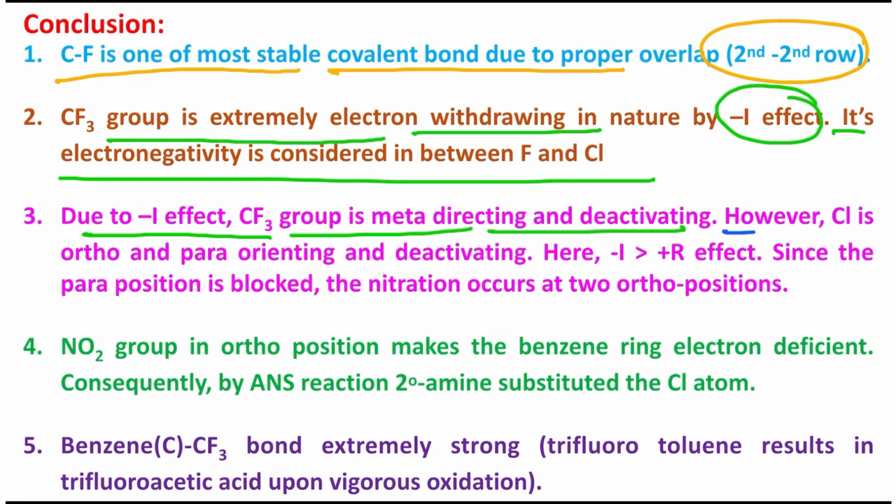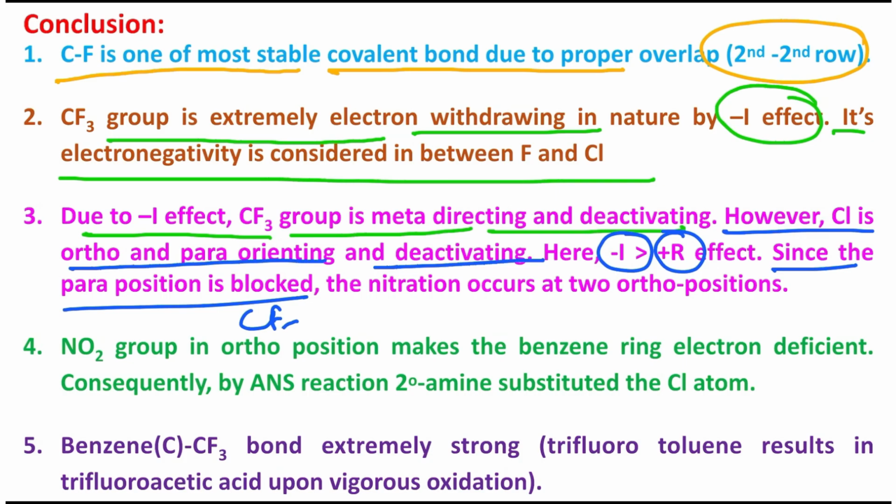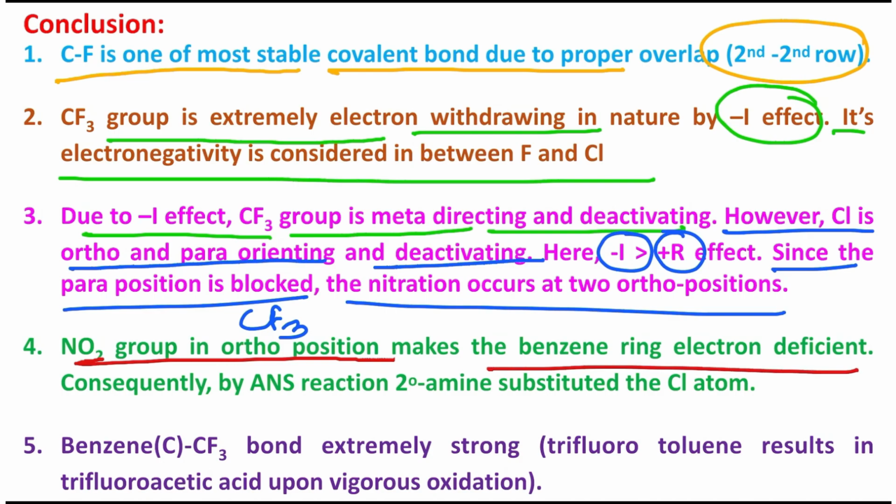However, the Cl is ortho-para orienting and deactivating too, because its minus I overrides the plus R effect. Since the para position is blocked by this CF3 group, the nitration occurs at the two ortho positions. Finally, the NO2 groups in the two ortho positions make the benzene ring further electron deficient, and consequently aromatic nucleophilic substitution happens by the secondary amine, and it replaces the chlorine atom. In this case, the secondary amine is the nucleophile and Cl leaves.